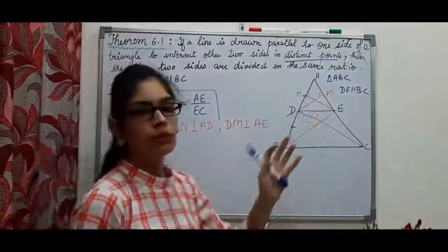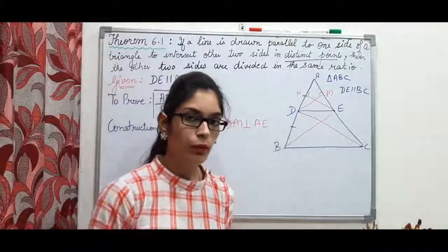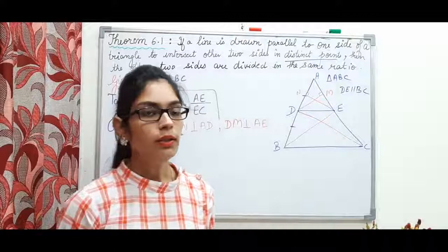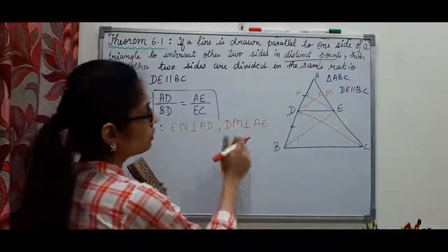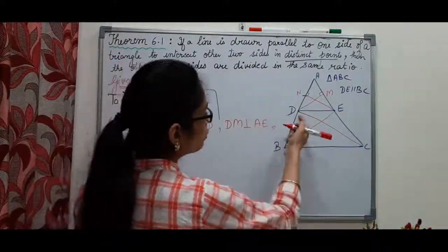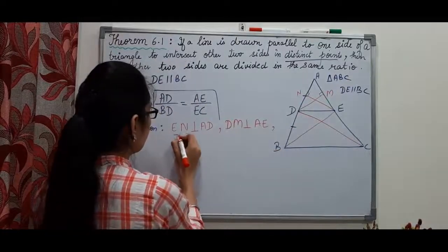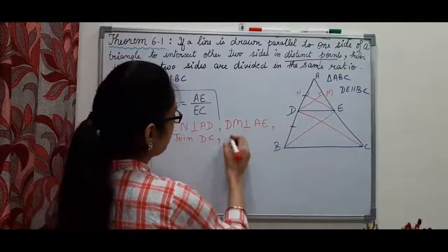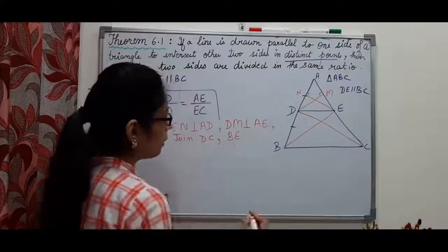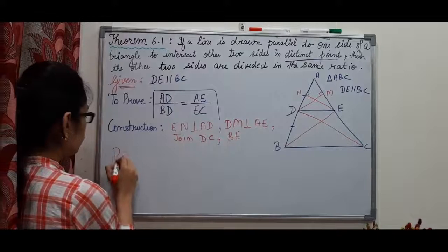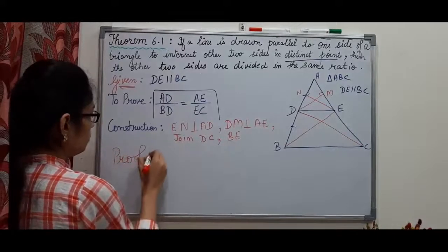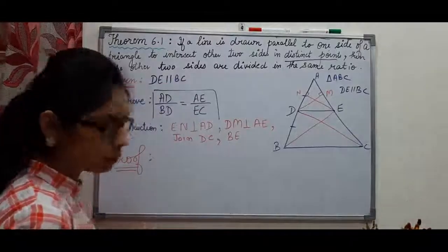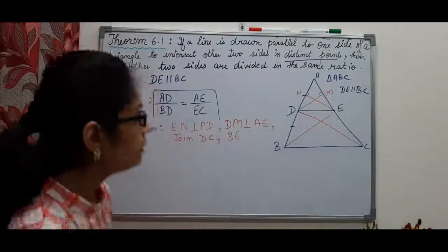because perpendicular means straight lines, and a straight line if we are drawing in a triangle will tell you the height of the triangle, meaning the altitude of the triangle. So this was the construction part, and we have also joined DC and BE. Now let's do its proof. Whenever you are doing the proof of any theorem, you have to start in this way. So now let's start with the proof.